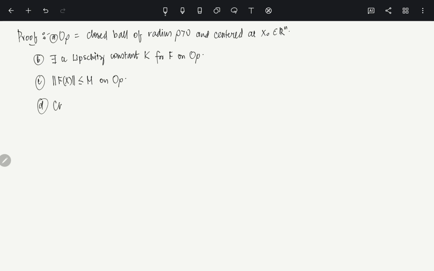And the thing is, we will choose a, clear, which is less than or equal to the minimum of rho by M and 1 by K. This is just a technical thing, nothing special. I will show you why we need this, but it is just a technical thing which we need. And we will write the interval I to be minus a comma a. Okay, so these are our assumptions.